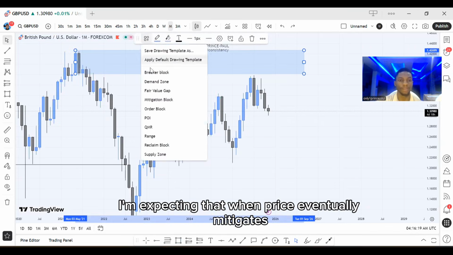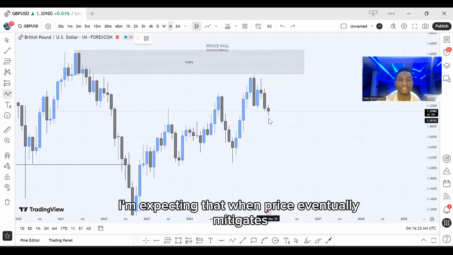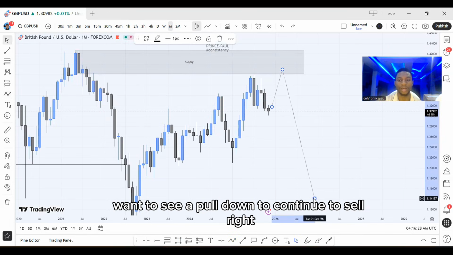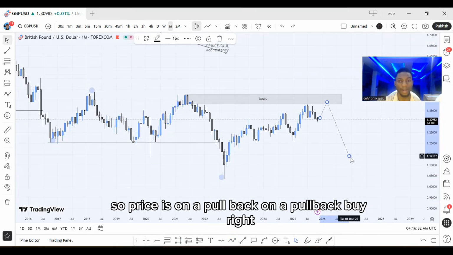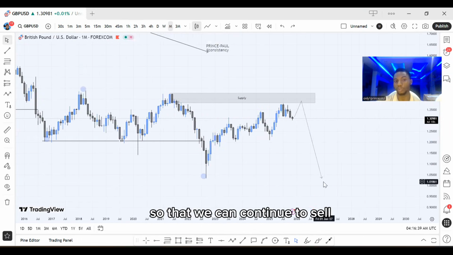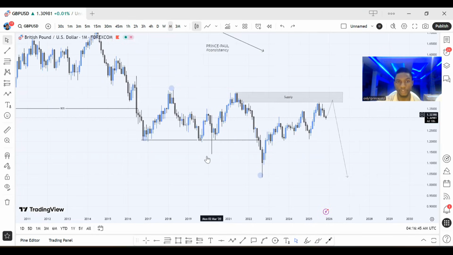I'm expecting that when price eventually mitigates this supply zone over here, we want to see a pull down to continue the sell, right? So price is on a pullback buy, buying to the supply zone so that we can continue the sell, because we already know that the trend is a downtrend, right? The market is selling. Okay. So it's just that simple.